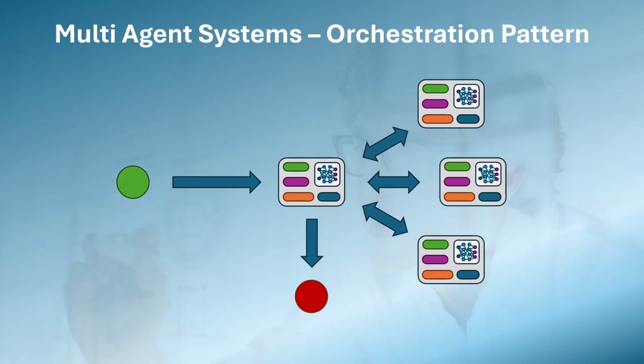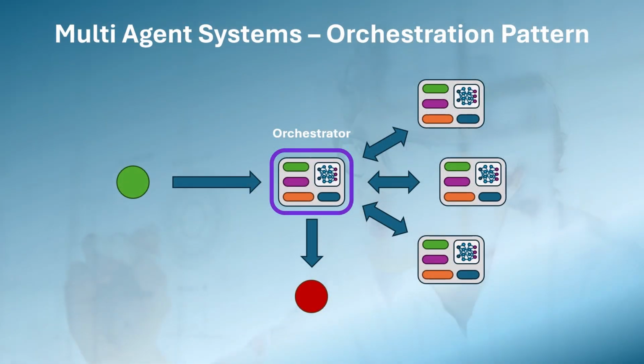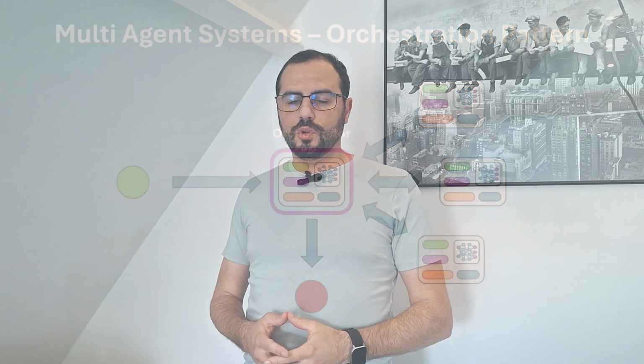Let's start with the orchestration pattern. So as the name suggests, this pattern means that we need to have an agent with the role of the orchestrator or the manager. So when should we use this pattern? The orchestrator pattern should be used when we have a set of very distinct tasks that need to be done, but those tasks need to follow a certain logic.